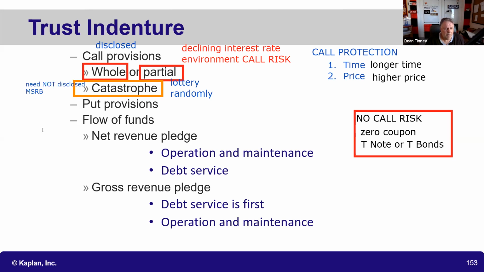Now, remember, big picture, we're talking about documents. So this catastrophe call could be discovered by a customer if he chose to read the what? The trust indenture, right? It tells you on the trust indenture.